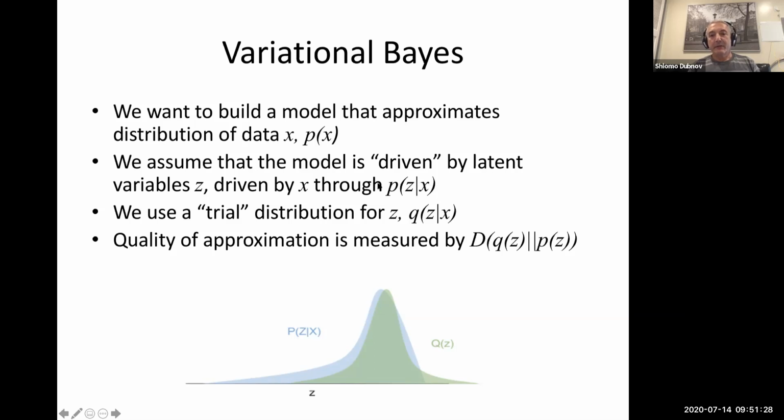But this might be too complicated, so we introduce another distribution Q, and we can measure how well P and Q match by using some distance. We'll be using the KL distance, the Kullback-Leibler distance, which is very close to cross entropy, just has an entropy part in it also.